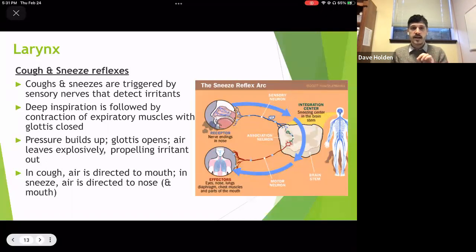The illustration here on the slide is the sneeze reflex arc. It's fascinating information, but we haven't talked about reflex arcs, and we won't talk about those until we get to the nervous system in Anatomy 3. So, cool little thing, probably not for us to worry too much about.